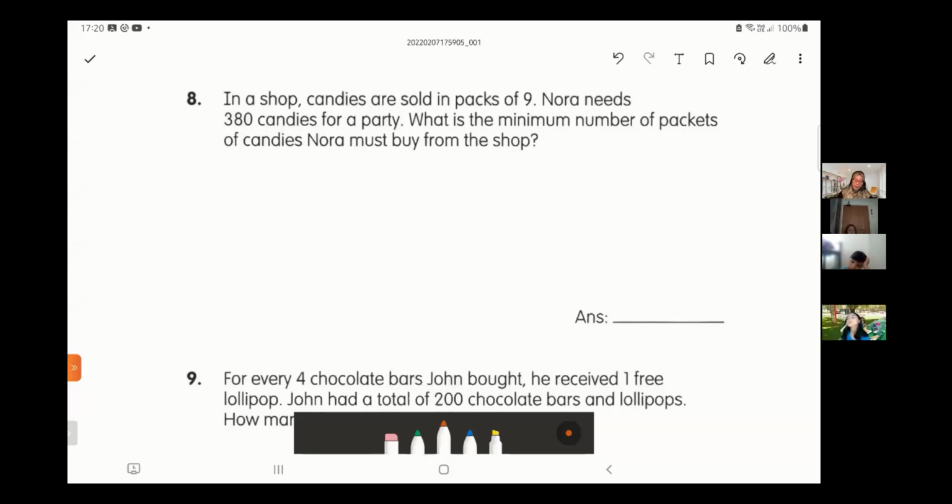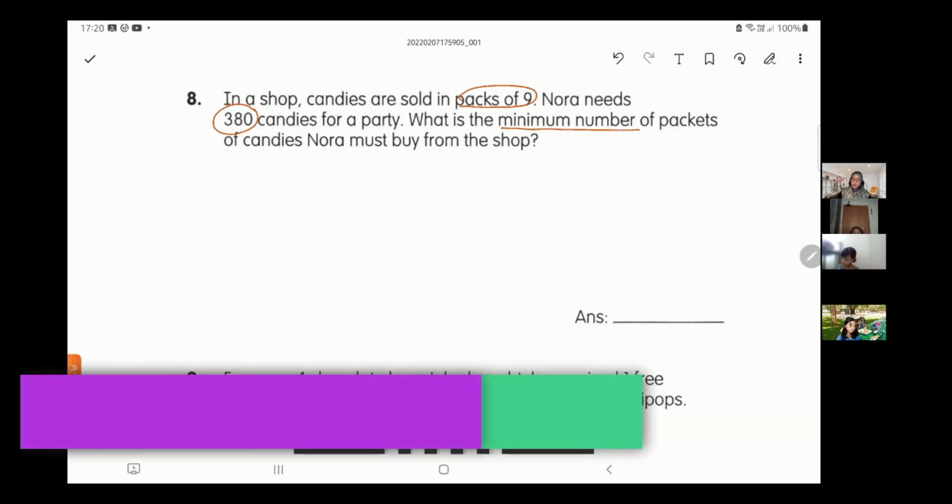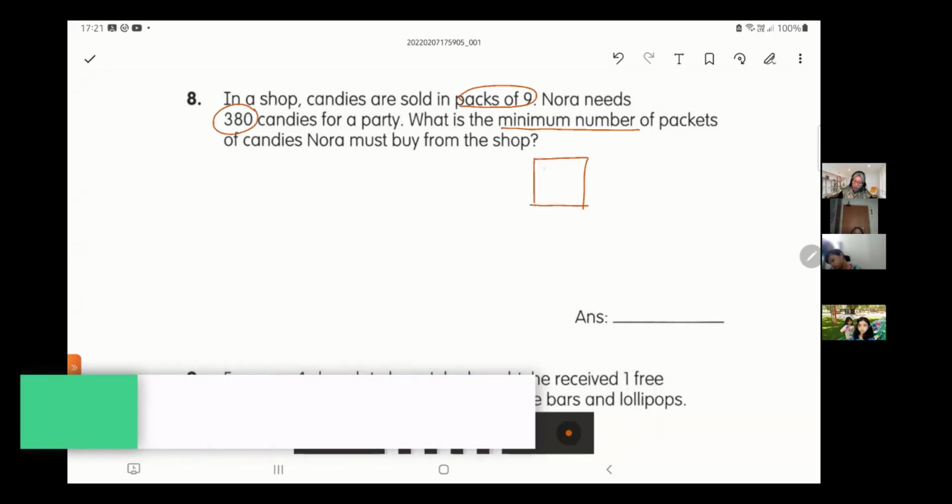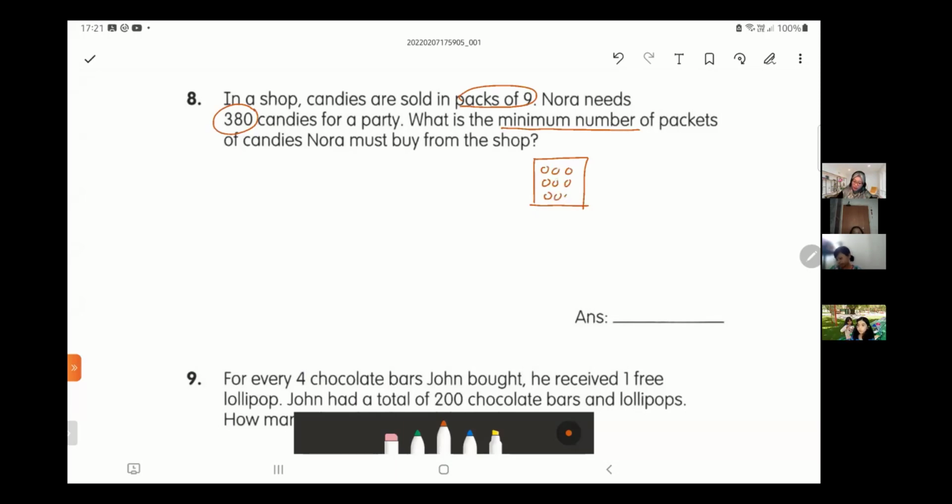In a shop, candies are sold in packs of 9. Nora needs 380 candies for a party. What is the minimum number of packets of candy Nora must buy from the shop? So which means they say the candies are sold in packs of 9. So one packet, let's say this is one packet, I have 9 candies like this. This is one pack. Okay, and I have a total of my candies. Total candies is 380. How many packets must Nora buy? So what do I do? I simply take my 380 divided by 9 this way.